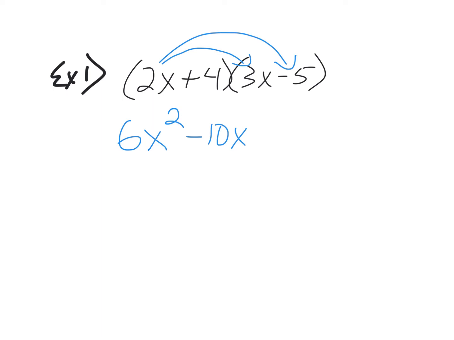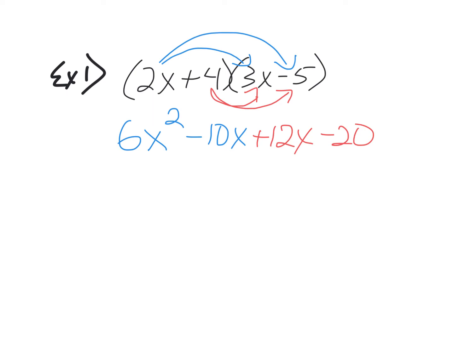Now I'm going to go to the 4. I'll multiply both of these, but now I have to multiply the 4 times the 3x and the minus 5. So 4 times 3x, 4 times 3 is 12, and then we have the x, so that's plus 12x. Now we have 4 times negative 5, which is negative 20, or we write minus 20.